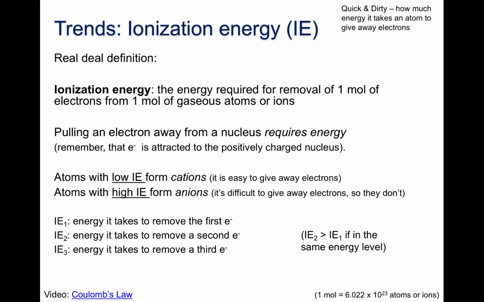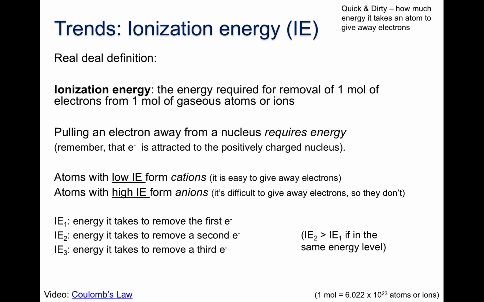Atoms with high ionization energies have a tendency to form anions. A high ionization energy means it requires a lot of energy, or it's very difficult for the atom to give away electrons. And so atoms with high ionization energy tend not to give away their electrons. And so elements like nonmetals and noble gases are going to be ones with high ionization energies.